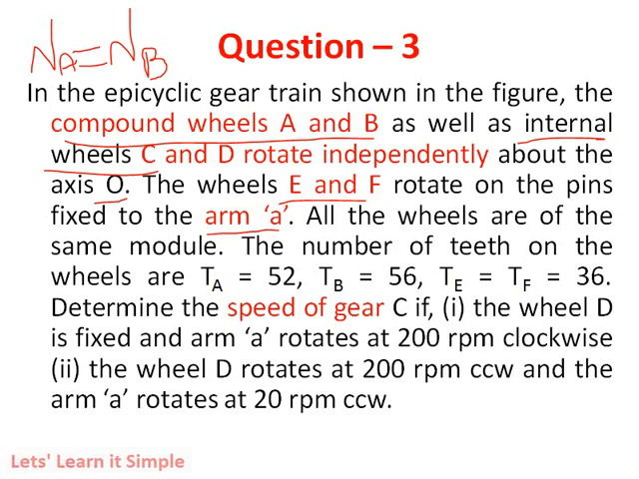And it is given in the problem that all the wheels have a common module. And the number of teeth on gear A, gear B, gear E and F are given. The question is, we need to find the speed of gear B for the first condition as well as for the second condition.